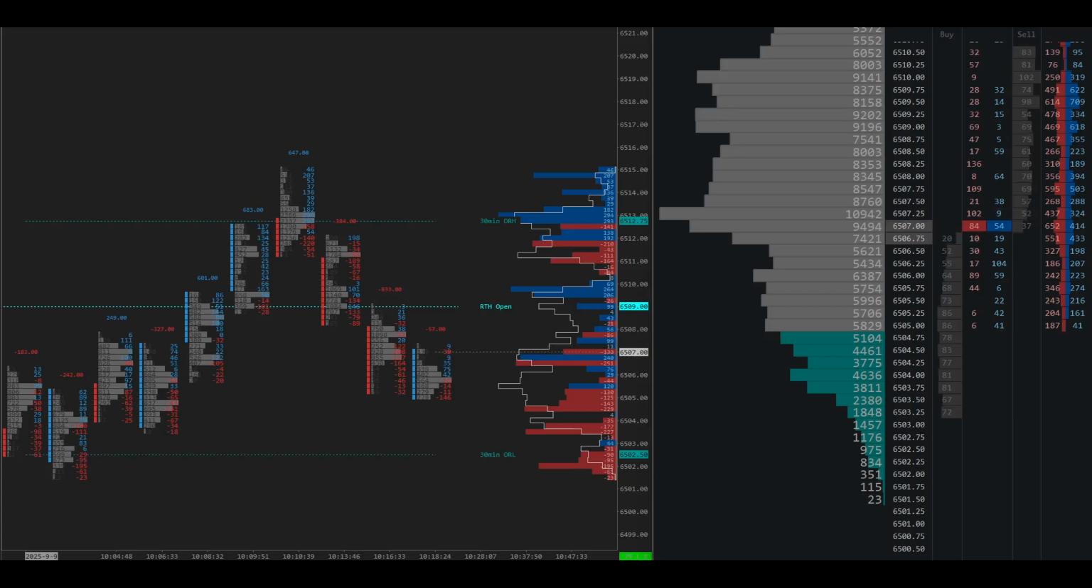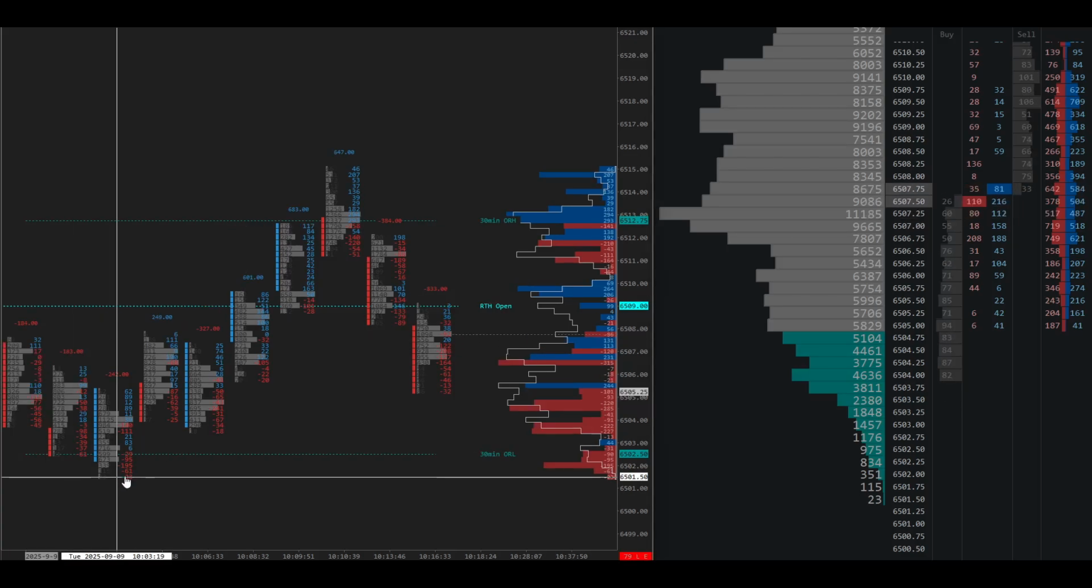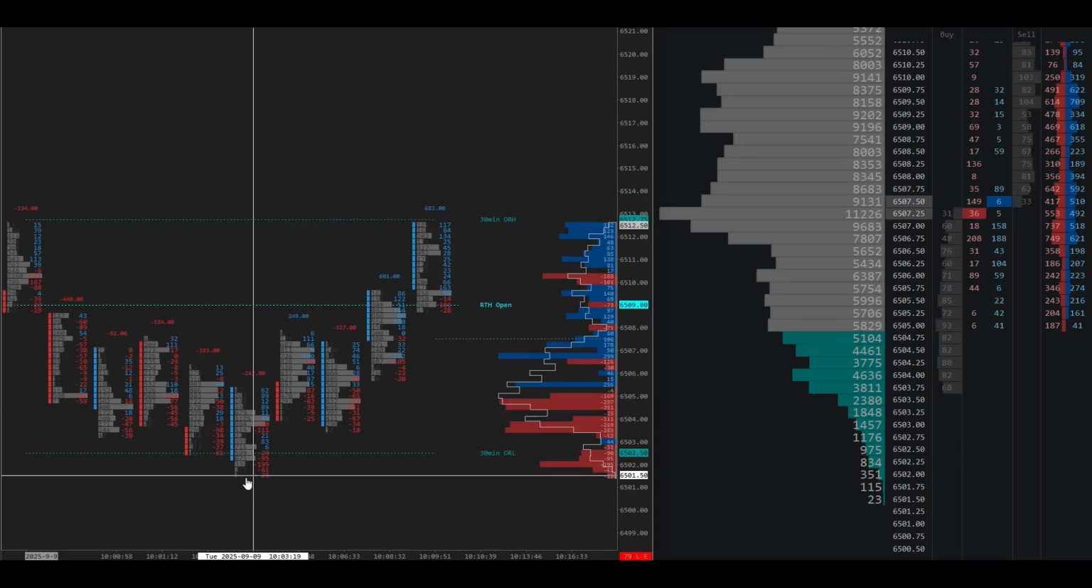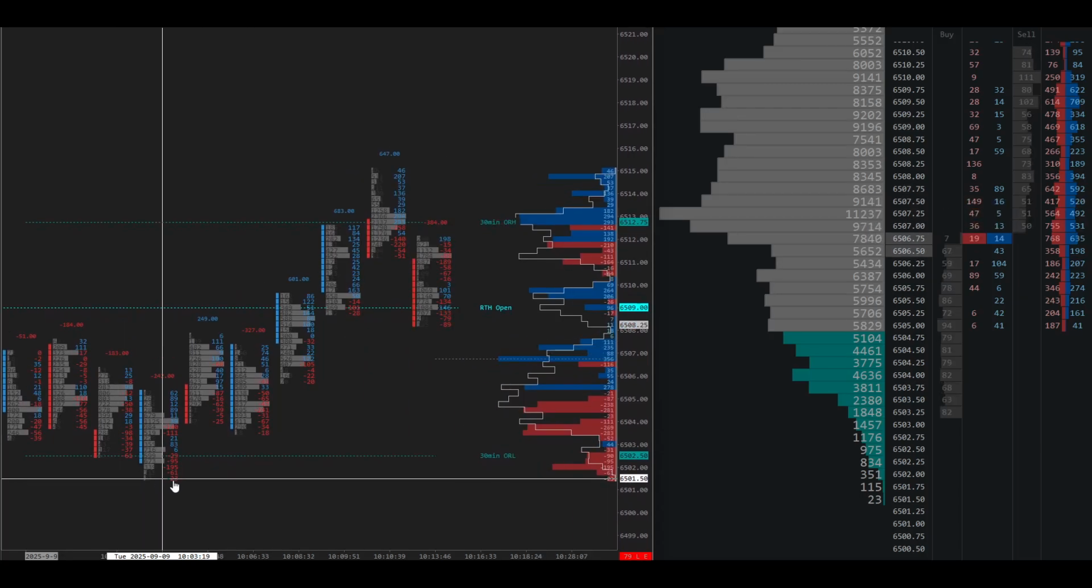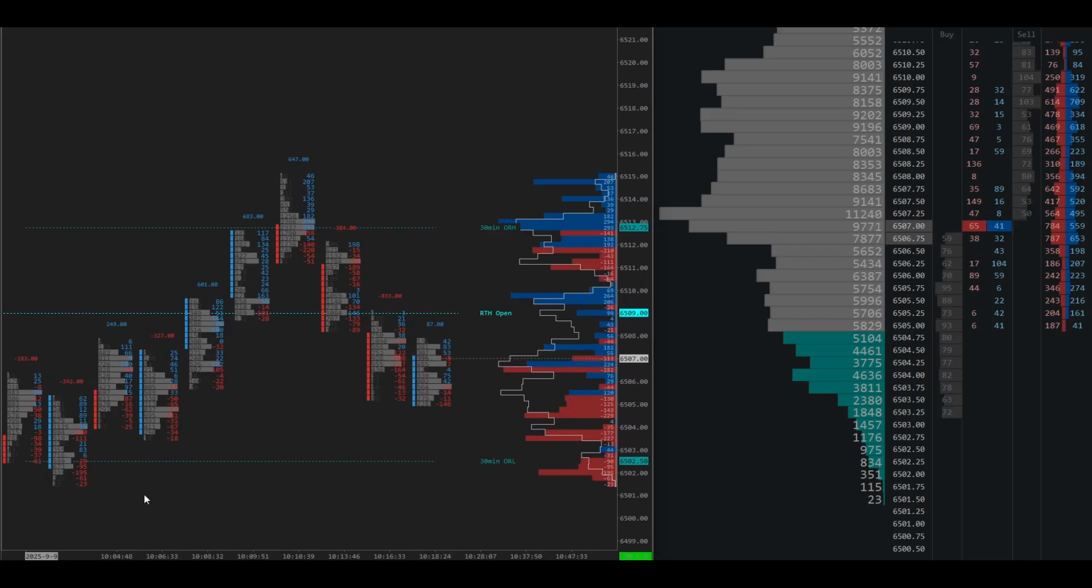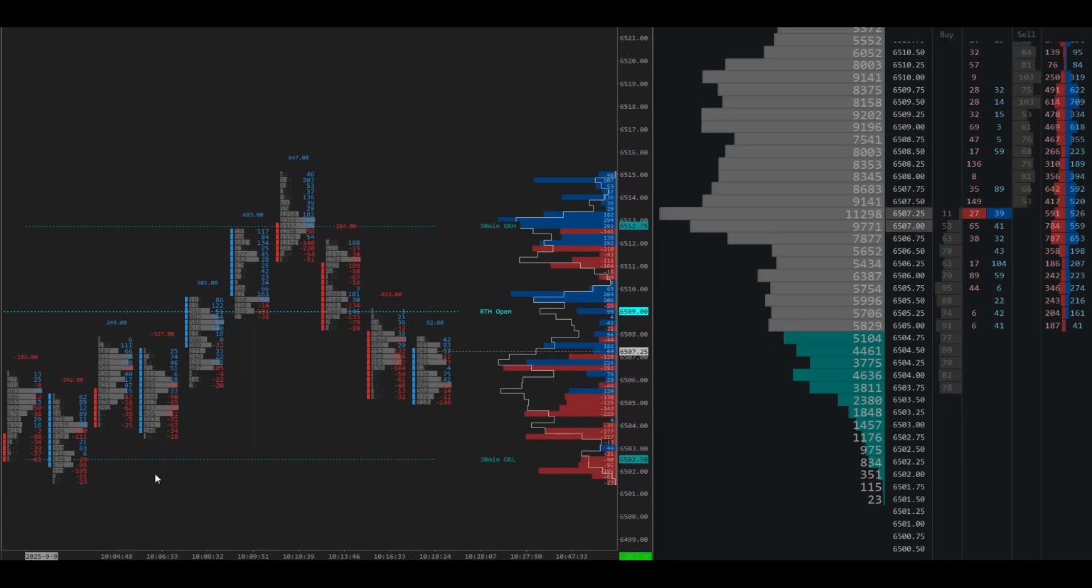I want to see it flush low of day and 30-minute opening range low, which were kind of close to each other. And initial balance low was down there as well. I think this might be initial balance low right here. So I guess it might be low of day, because I think the overnight was higher.